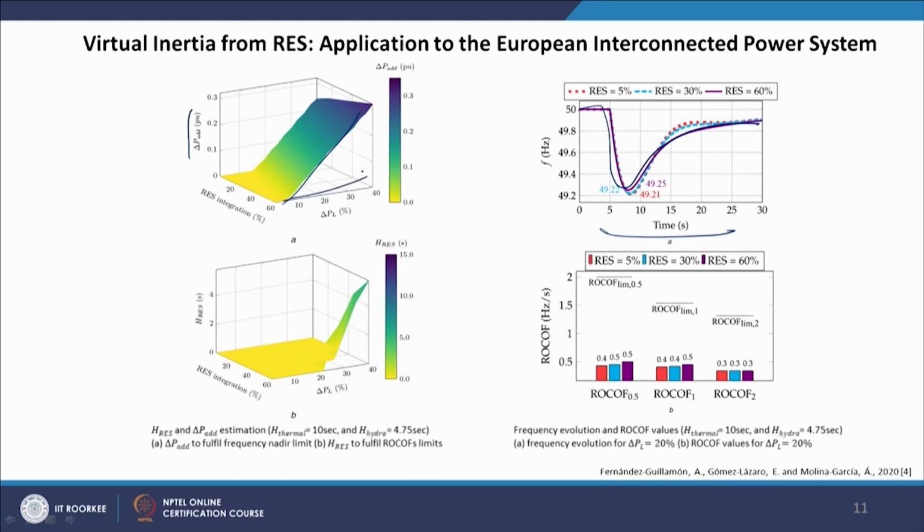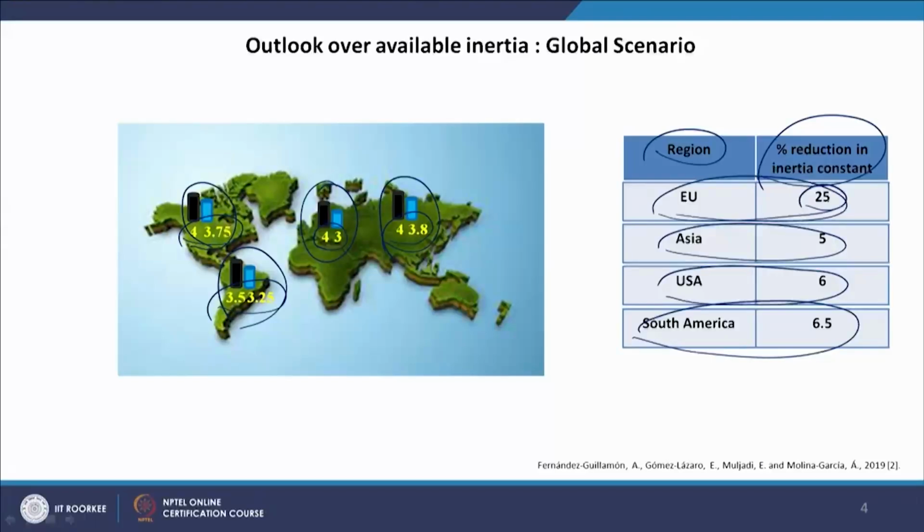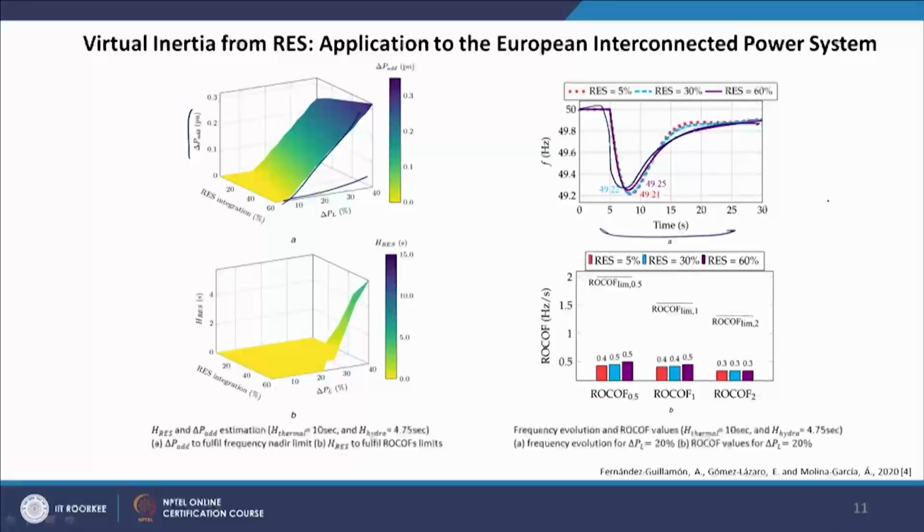And finally, the very important part is that in case of European interconnected system, it has been seen that the virtual inertia requirements are significantly high, because they do experience, as I have shown in the past, a reduction of 25% of inertial constant. So, it is important for them to have a lot of virtual support. So, virtual inertia coming from renewable energy sources in European interconnected power system is significantly high compared to other networks.